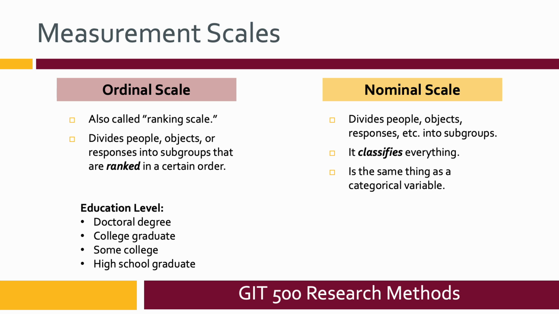A nominal scale divides people and objects into subgroups as well, but it classifies everything. So it's the same thing as a categorical variable. So you might ask someone their profession. Are they a first responder? Are they an educator? Are they a doctor? These are very broad, in this example, classifications of profession.